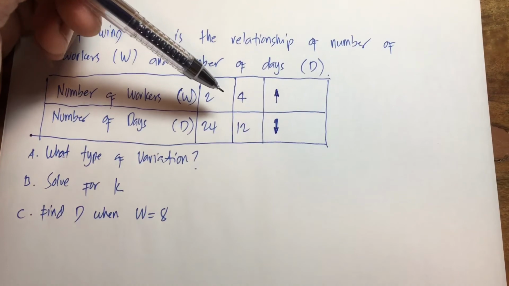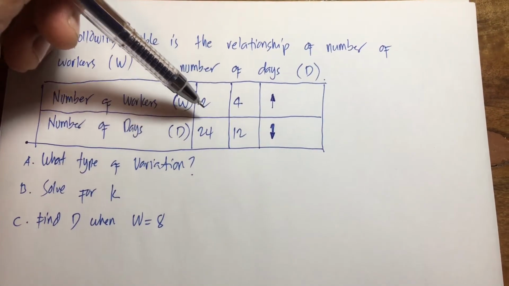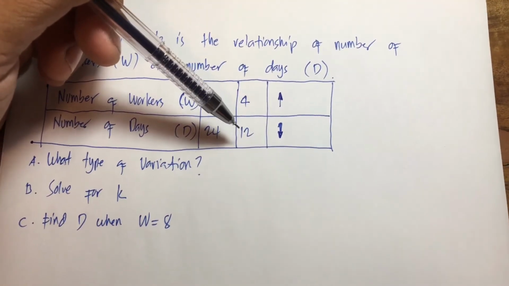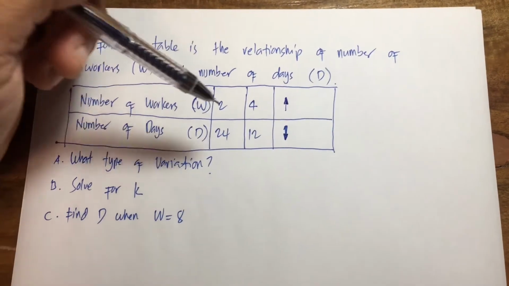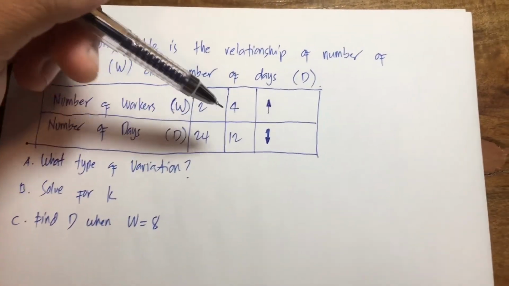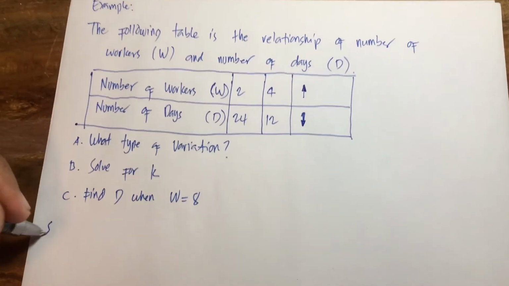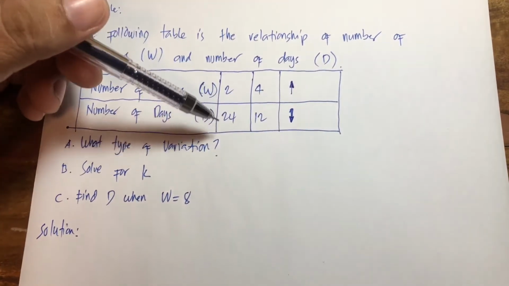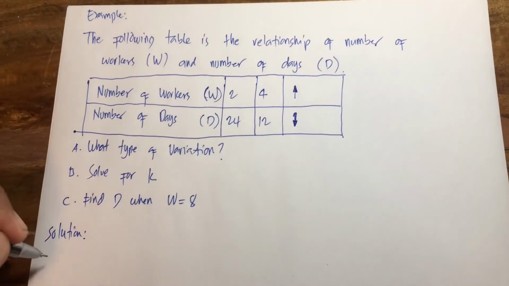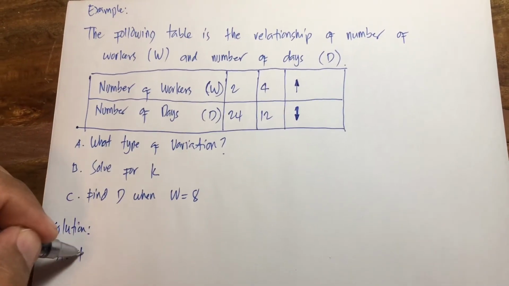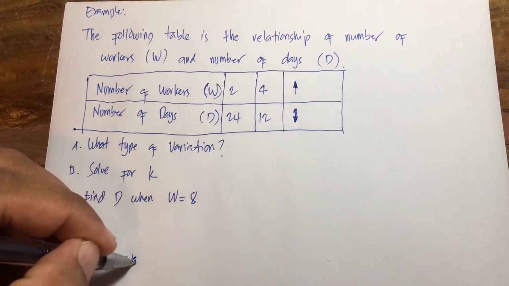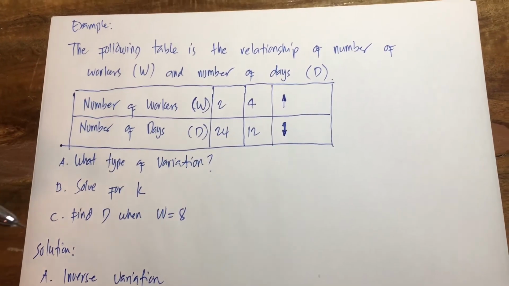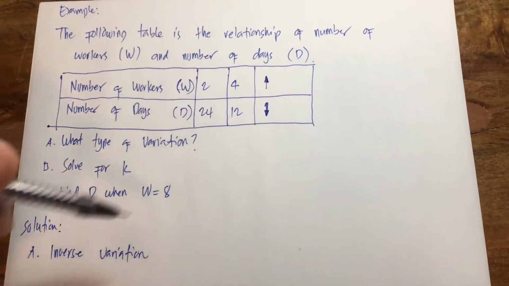Okay, normally in this type of problem, as we increase the number of workers, we lessen the number of days. So it clearly shows what type of variation. So here we have our solution. As we increase the number of workers, we can lessen the number of days. Solution A is what type of variation? This is inverse variation. As we increase the first quantity, it causes a decrease in the second quantity.